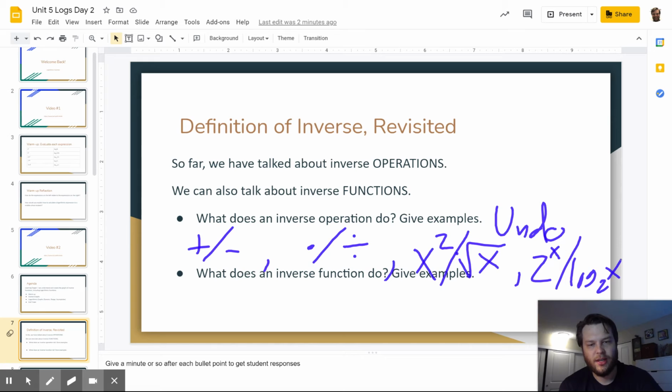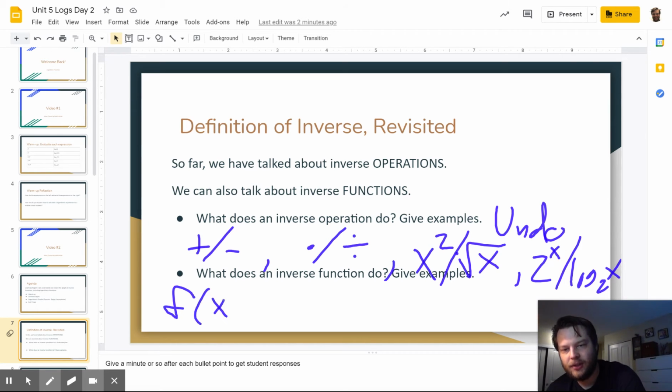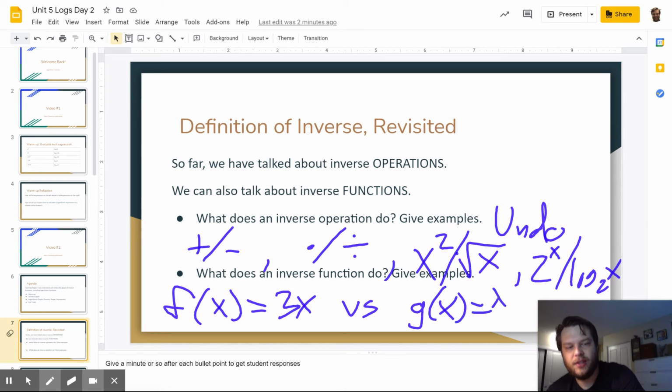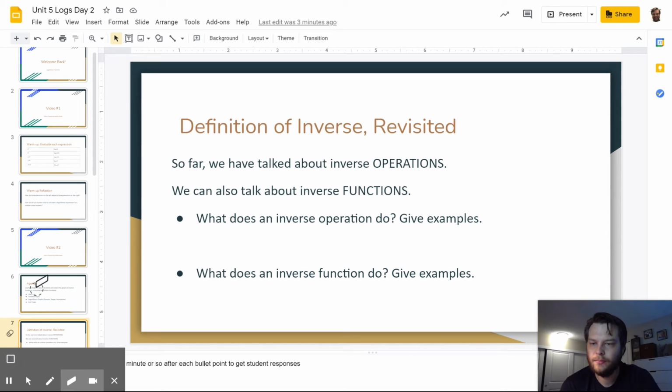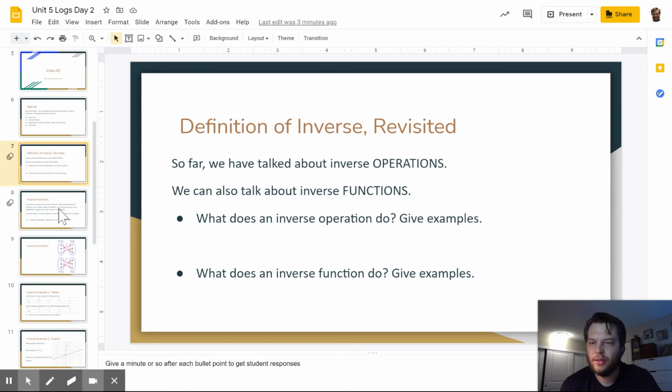And when you think about a function, an inverse function, they also undo each other. But what we want to think about is undoing each other, not just for a specific number, but for all values. And so, for example, we can have a function like f of x equals 3x versus g of x equals, what's the opposite? Dividing, so x divided by 3. So that's just a quick example. We'll talk a little bit more about that in the next few slides. Okay, moving on to the next slide here.